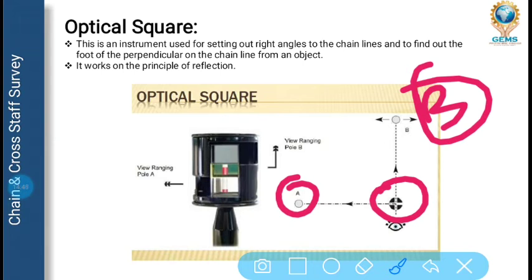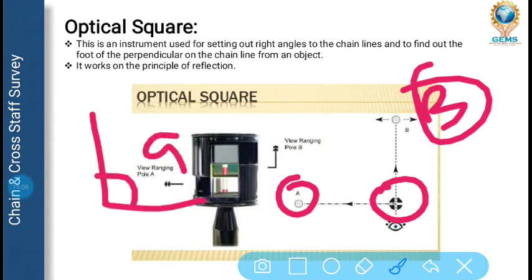Through that you have an eyepiece. When you look through it, the mirror inside the optical square is kept at 45 degrees, where you have the visibility of both point A and point B, and you can mark the point. So the optical square is an instrument used for setting out right angles, where you put 90 degrees, the angle will be 90 degrees.